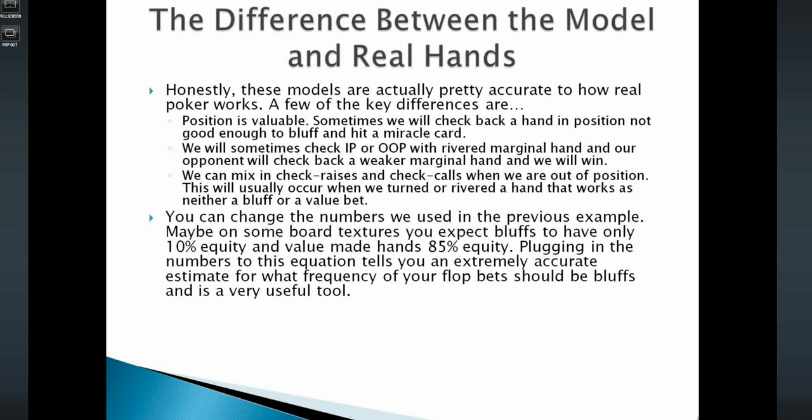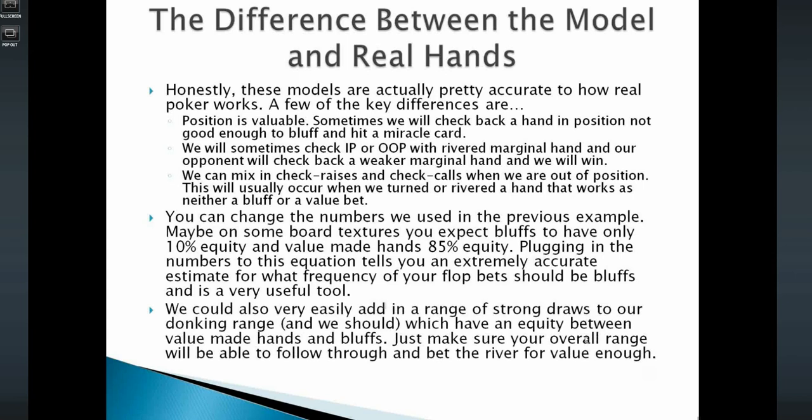The two that we've looked at so far, where value hands have either 100 or 80% equity and bluffs either 20 or 0% equity, got us between a 3-to-1 and a 2-to-1 bluffing to value betting ratio on the flop. So it is giving us a pretty good general idea and showing us the general trend that when you bet the flop, the vast majority of your range should be bluffs.